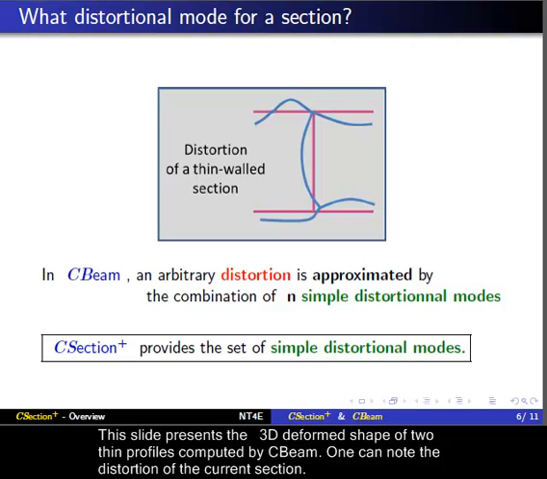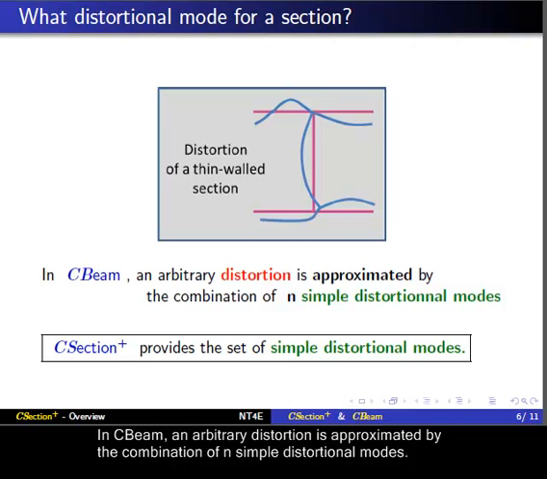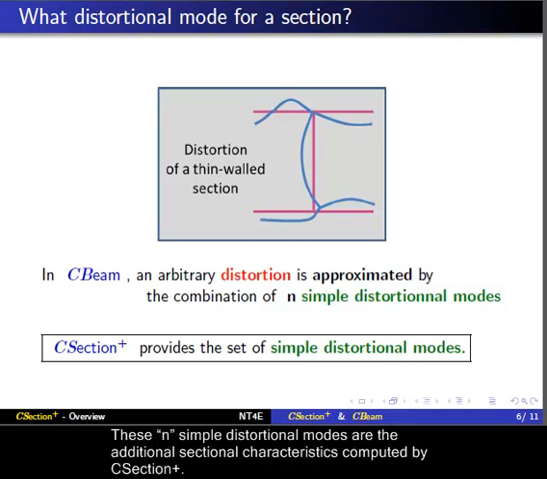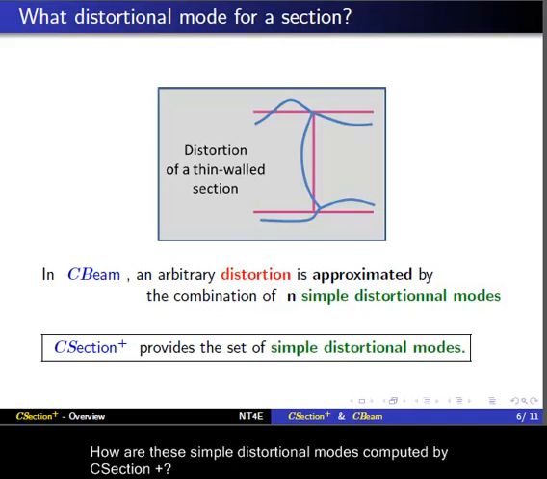In CBeam, an arbitrary distortion is approximated by the combination of n simple distortional modes. These n simple distortional modes are the additional sectional characteristics computed by CSection Plus. How are they computed by CSection Plus?